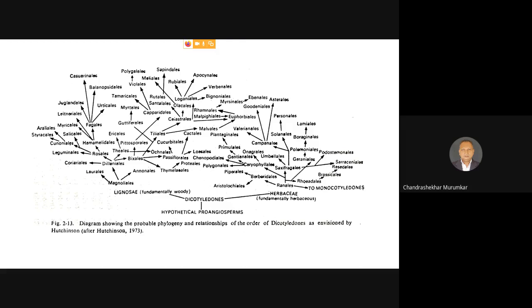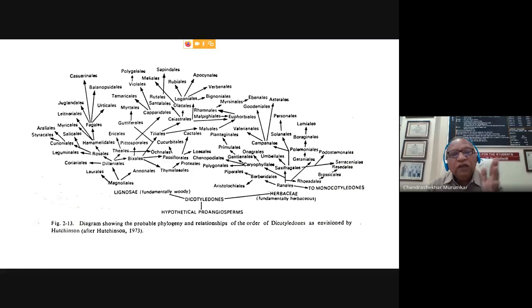And not only in a multifaceted way, many times similar characters may be seen within one order, within one family, within one genus, but these characters may be coming from different strains at the primitive level. Because of that, to understand phylogeny, to understand the developmental progression, it is very difficult.